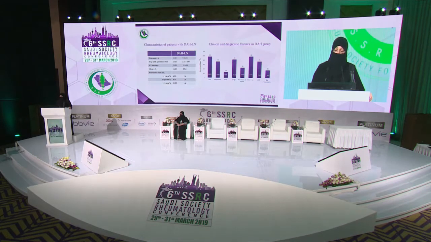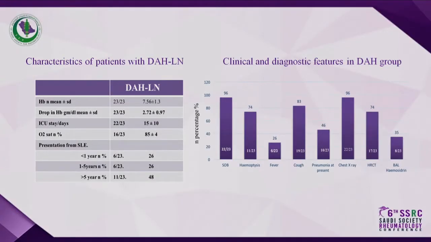And pneumonia was the initial diagnosis in about 46%. Chest X-ray was the main modality used in the diagnosis, followed by CT scan. We had 35% that had been diagnosed on bronchoscopy as well as on hemosiderin-laden macrophages.